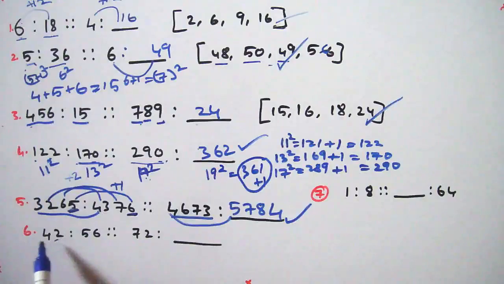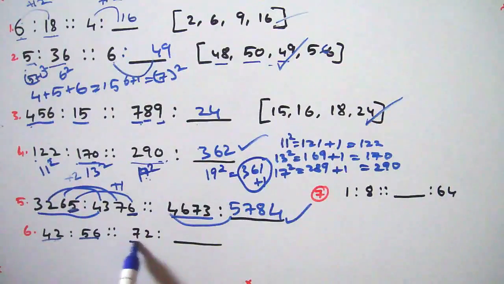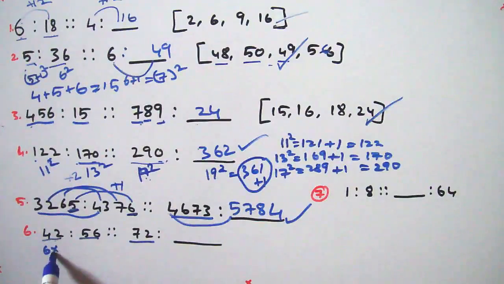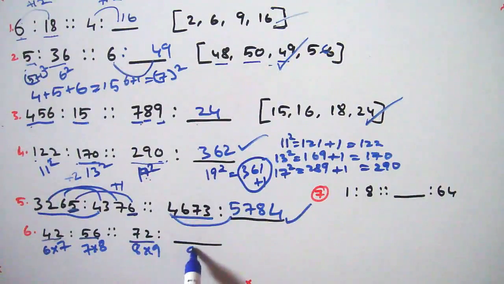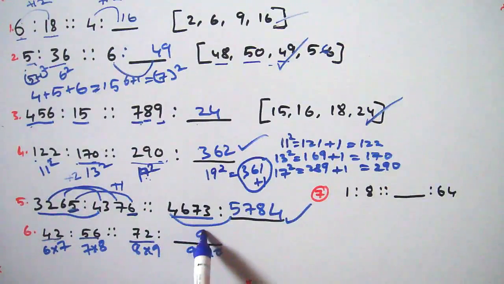If you see here, the sixth question, 42, 56, 72. See, 42 is nothing but 6 sevens are, and 56 is 7 eights are, and 8 nines are 72. In the same way, 9 tens are, I am going to write it in 90.